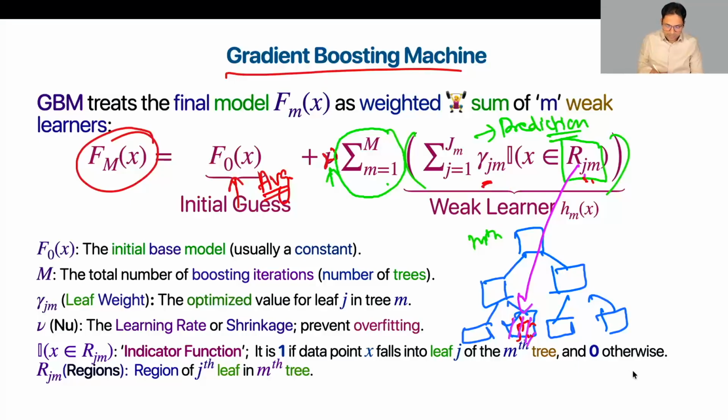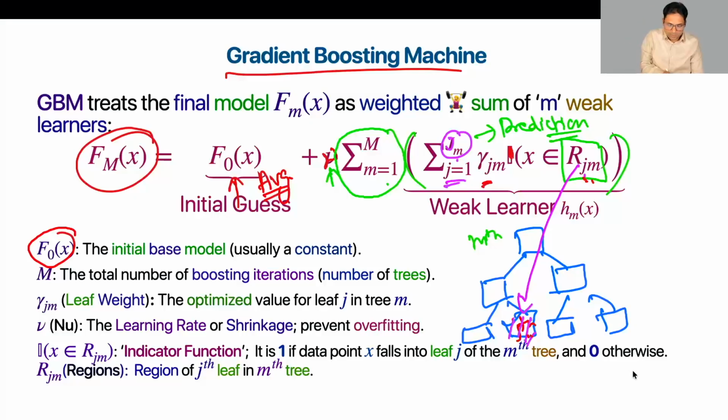Okay, let's revise each term one by one. So f0(x) is nothing but this here. Let's do a few more things. So j equal to 1 to Jm, this is the number of leaves in the mth tree. This is what was remaining, and this I is your indicator function. I'll cover it now. So Jm is nothing but, for the mth tree, there can be j leaves.